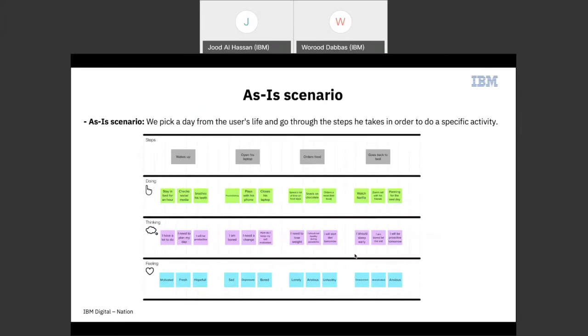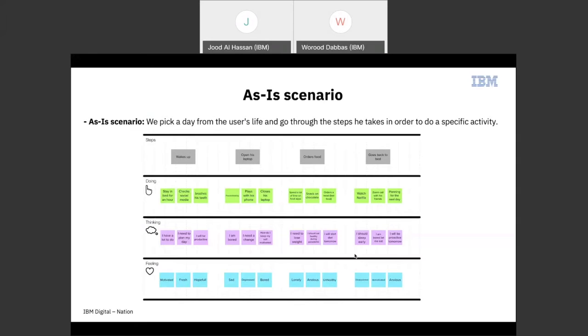So after we try to get to know about the persona, we move to the as-is scenario. What is the as-is scenario? It's basically a journey, where we pick a day from our user's life and we put a spotlight on what he is doing throughout his day, and see what he is doing and thinking and feeling about each step that is going on in his day.